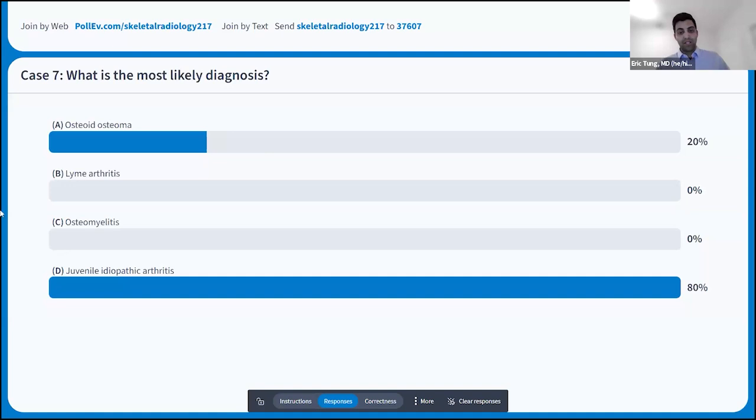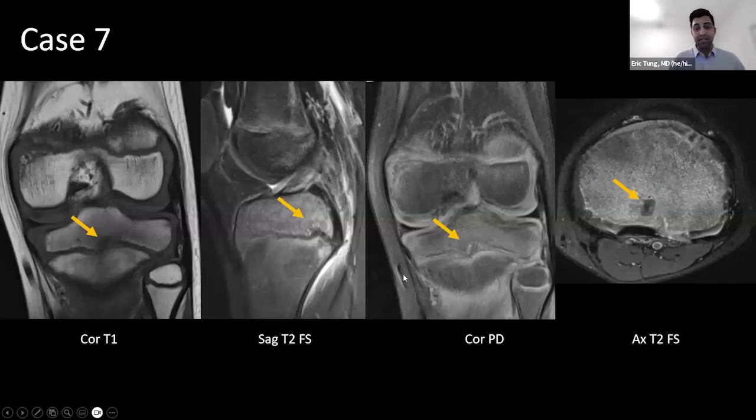So we'll pause here, and we can see that a majority of people are saying that this is JIA. And some people are thinking that this is osteoid osteoma. When we look at this case, we can see that there is a lot of marrow edema-like signal and, not really quite marrow replacement, but at least some edema-like signal that's present within the proximal tibia. It's present within the epiphysis, within the metaphysis. We have soft tissue edema-like signal that's extending adjacent to this bone.